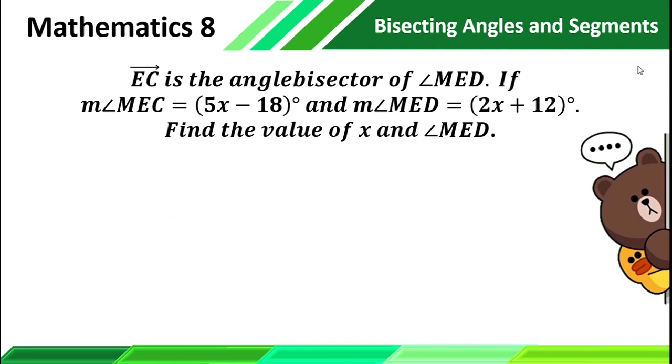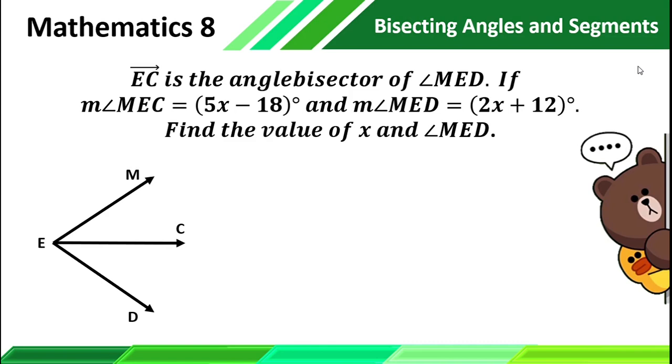Next problem. Ray EC is the angle bisector of angle MED. If the measurement of angle MEC is equal to 5x minus 18 degrees, and the measurement of angle MED is equal to 2x plus 12 degrees, find the value of x and the measurement of angle MED. So let's illustrate our given problem.